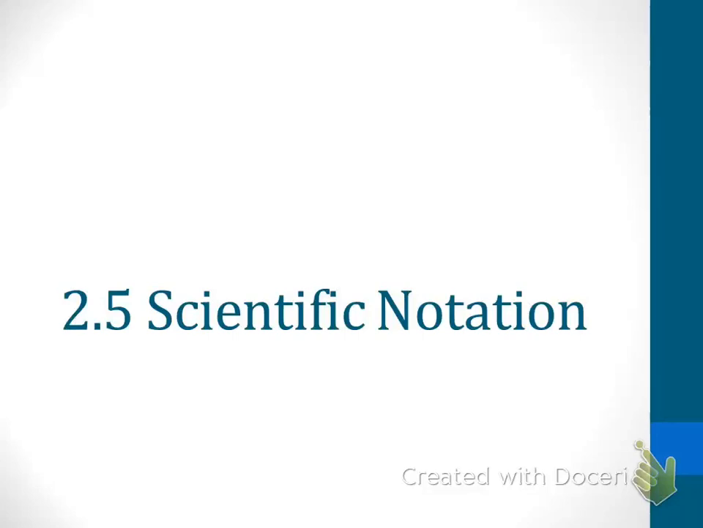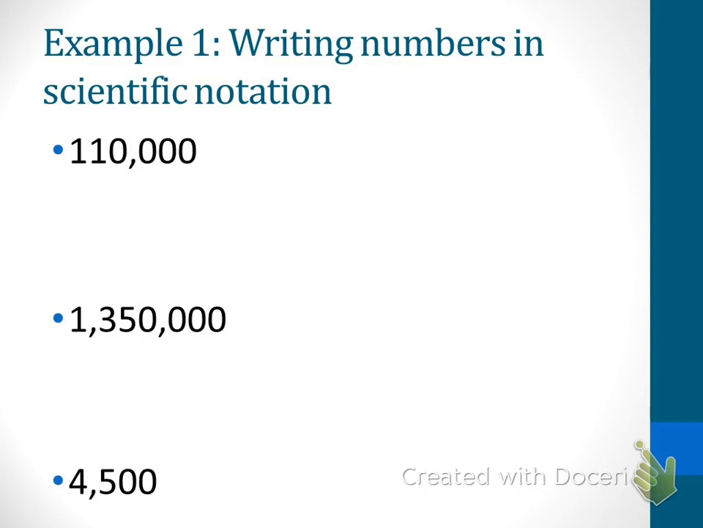Okay, today we're learning 2.5 scientific notation. Like I was saying, scientific notation is a shorter way to write really big or really small numbers. Here's the number one rule for writing a number in scientific notation. Your decimal value, the number you're writing in scientific notation, has to be bigger than 1 but less than 10.